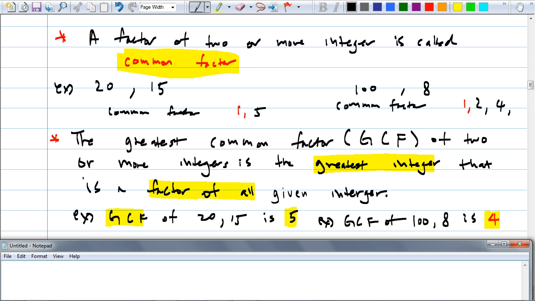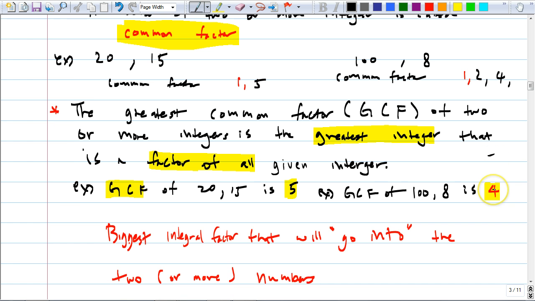But as we said, many times it's not easy to see a greatest common factor, of course, if the two numbers are big. What's another way of saying it? This is sort of a formal definition. How would you describe to somebody what a GCF is? What would you tell them? The largest number that can be divided into. Exactly. It's the largest number. I wrote it this way: the biggest integral factor that will go into 2 or 3 numbers. Isn't that what we're really looking for?